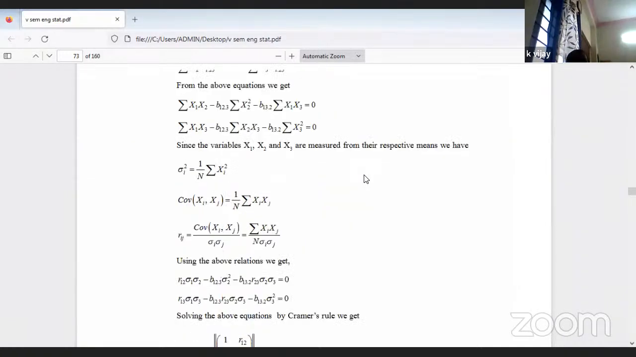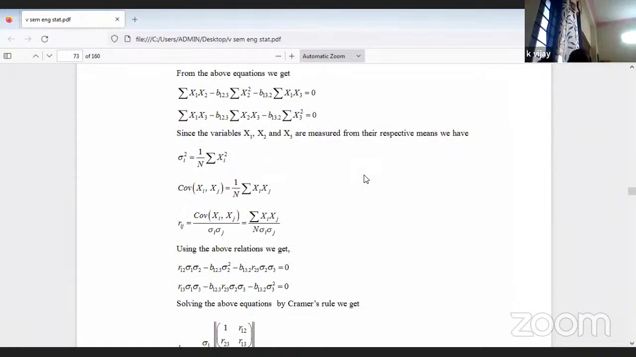Since the variables x1, x2, x3 are measured from their means, sigma i square is the formula 1 by n summation of xi square. The covariance of xi, xj is 1 by n summation of xi xj. The formula is rij equal to covariance of xi xj by sigma i sigma j, so summation of xi xj by n into sigma i sigma j.